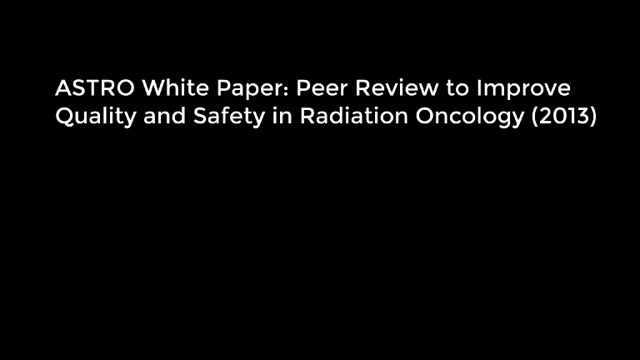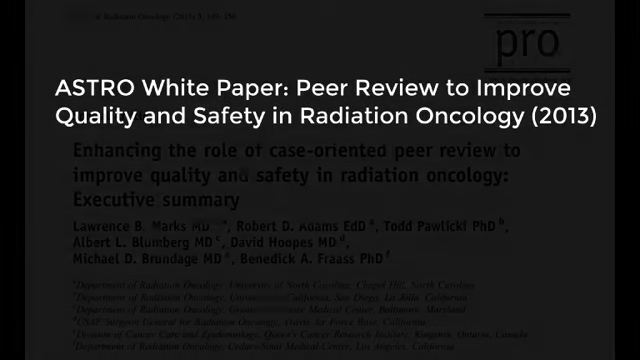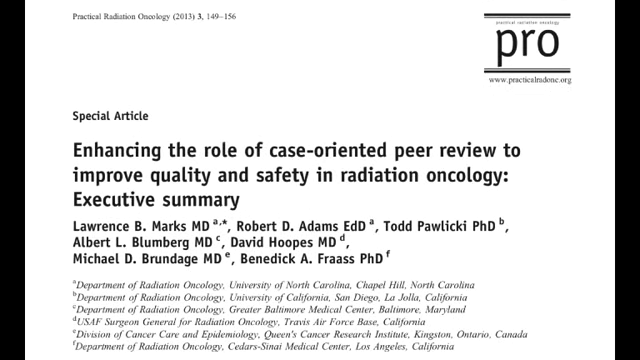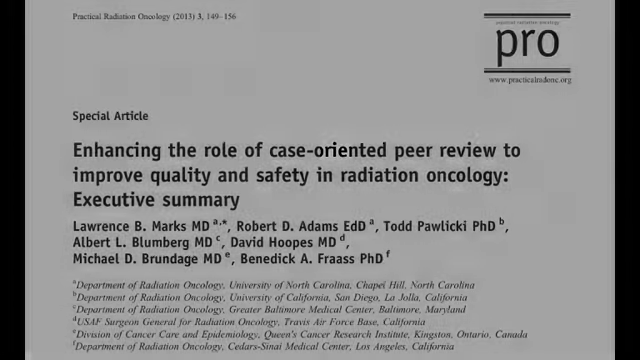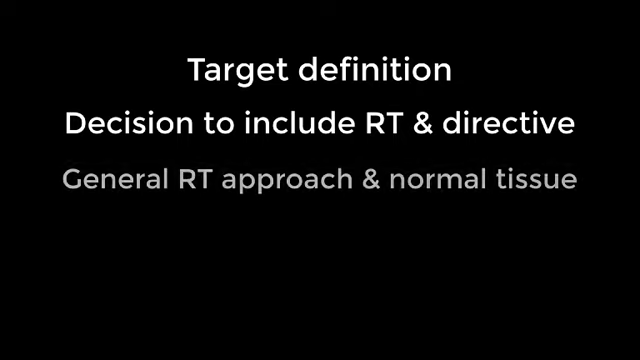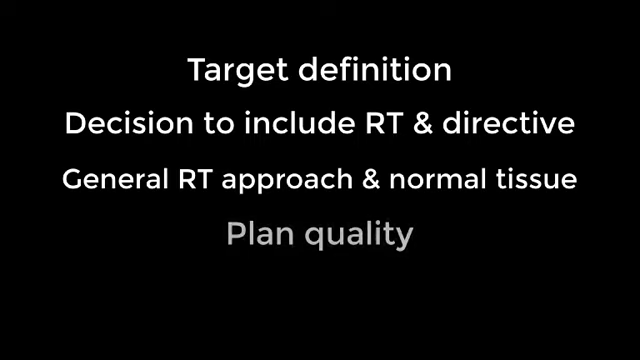So, peer review. One key reference is this ASTRO Safety White Paper on peer review, published in 2013. This was led by Dr. Larry Marks and physician and physics colleagues from ASTRO. I won't go through all the details in this paper and these recommendations, but here are some key things. They talk about the need to review target definition. They talk about the need to look at the decision to include radiotherapy and the directive around that, the general radiotherapy approach, and the effects on normal tissue. And then they also talk about review of plan quality and say that that's something that dosimetrists and physicists can and should review.